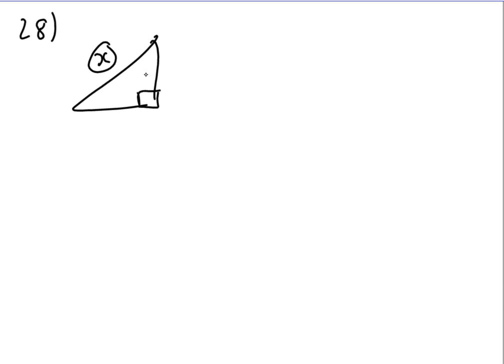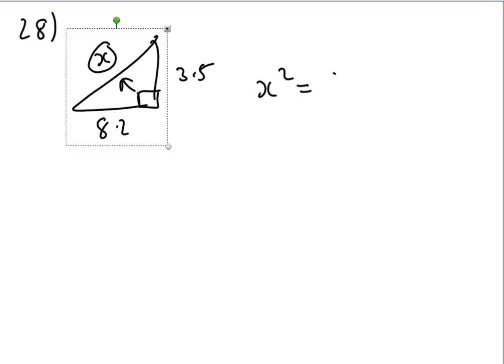Question 28. It's a right angle triangle question, so it's Pythagoras' theorem, which tells us that the square of the hypotenuse, which is the longest side, the one opposite the right angle, is equal to the sum of the squares, so if we're adding them up, of the other 2 sides. So we've got x squared, if we square the hypotenuse, equal to the other 2 sides squared separately and add it together. So I get 8.2 squared plus 3.5 squared.